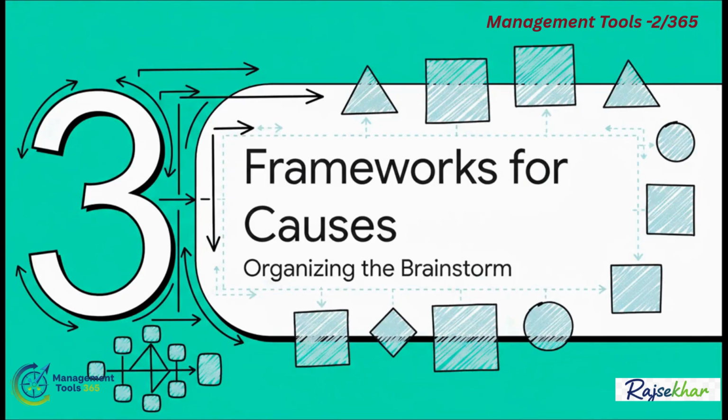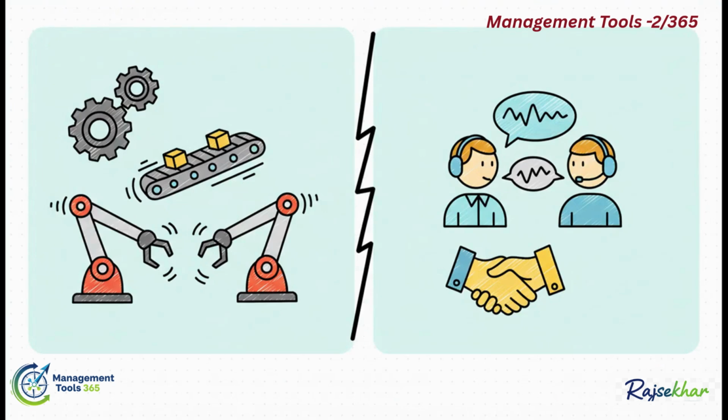Okay, but how do you decide what those main categories, those big ribs, should be? Well, you don't just pull them out of thin air. There are actually established frameworks to guide your thinking. And this is a really crucial point. The framework you pick totally depends on your industry. I mean, the reasons a car part is defective on an assembly line are going to be way different from the reasons for poor customer service in a call center, right?